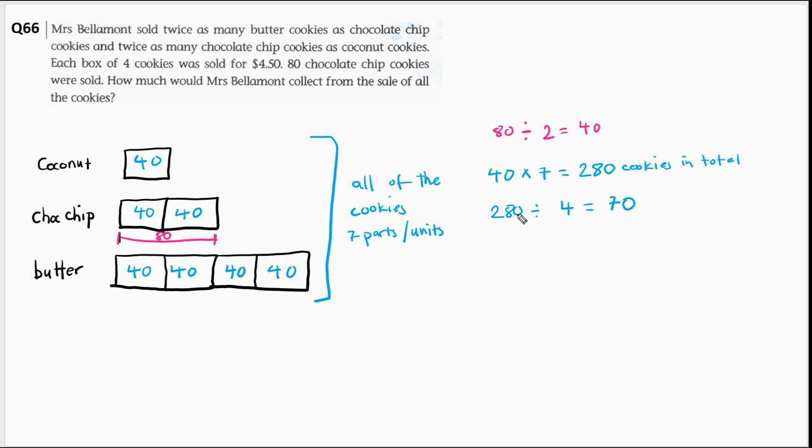280 divided by 4. 28 divided by 4 is 7. So 280, which is 28 times 10, divided by 4 is 7 times 10. So there are 70 what? There are 70 boxes of 4 cookies. Now what do we need to do? We need to multiply 70 times the amount that each of those boxes is going to be sold for.